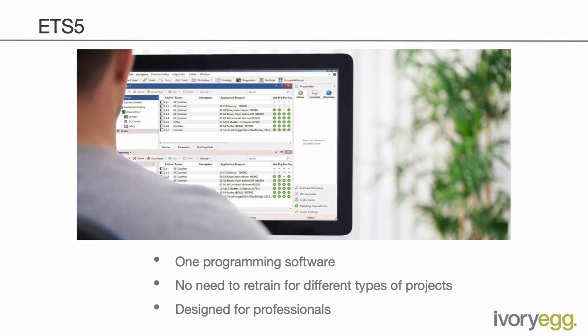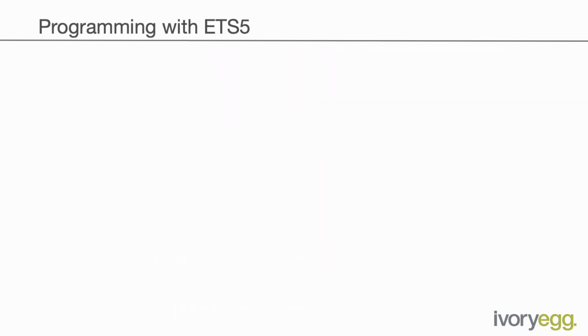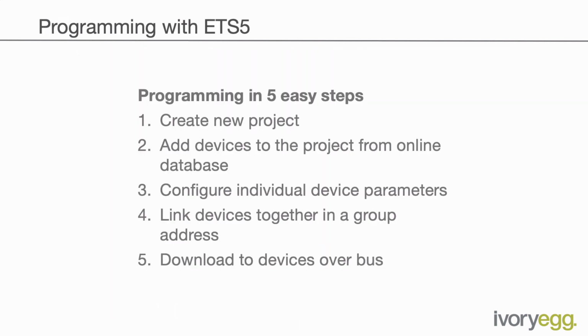So using ETS 5, there's 5 steps to programming. The first is to create a project, and that one's really easy. That's just clicking create a new project and giving it a name. We then add devices to the project from the online database. So as a manufacturer develops products, there's a driver file which has all the information about how that product works. That exists in the online database. You just drag it from there into your project. So again, a really easy step.